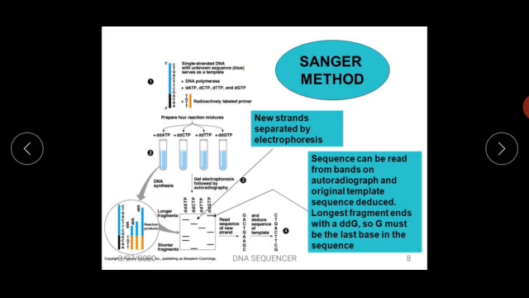So, here in the same picture, we can see that the 4 reaction mixtures are created, and all these things are added. After that, the synthesis is carried on, and in the gel electrophoresis process, they arrange themselves in the form of bands. Autoradiography is carried on to understand the gel band patterns, and further the sequences are created.